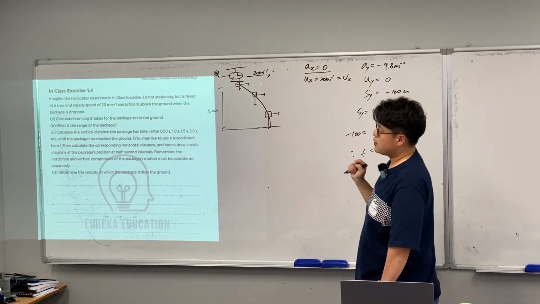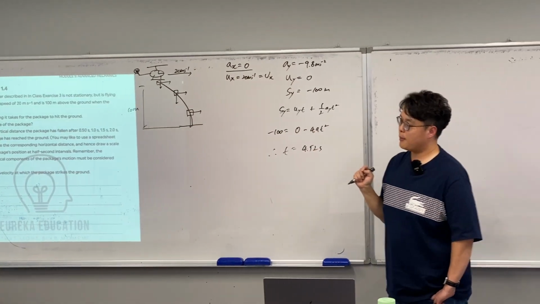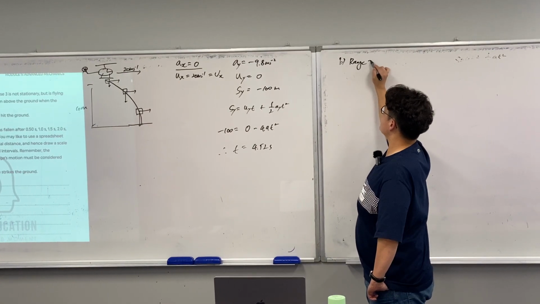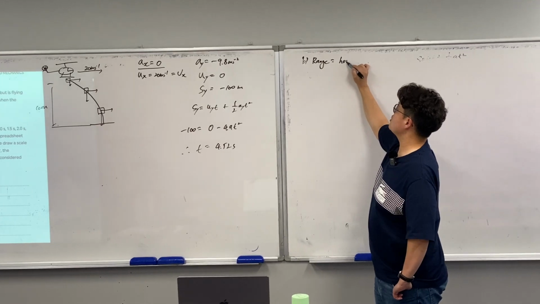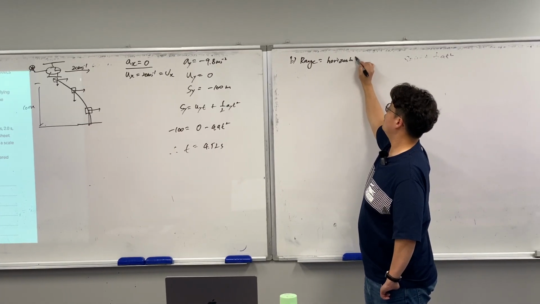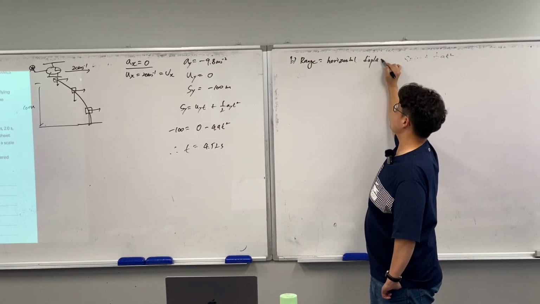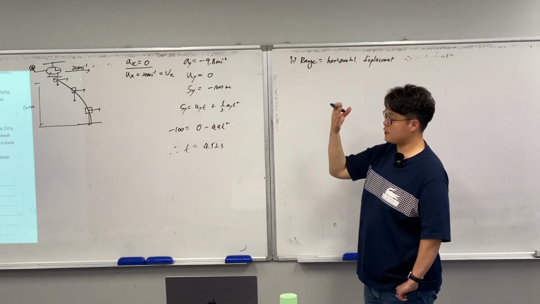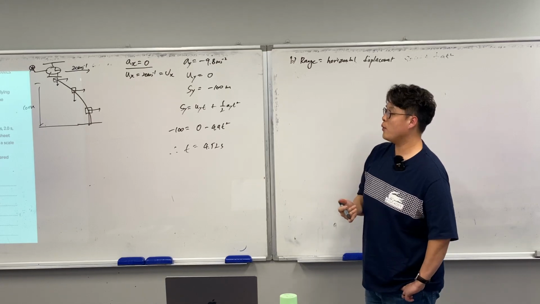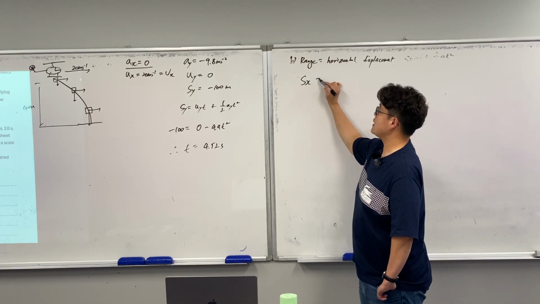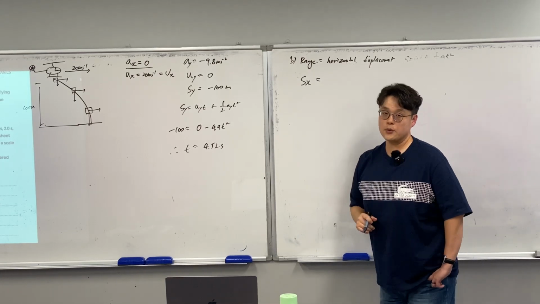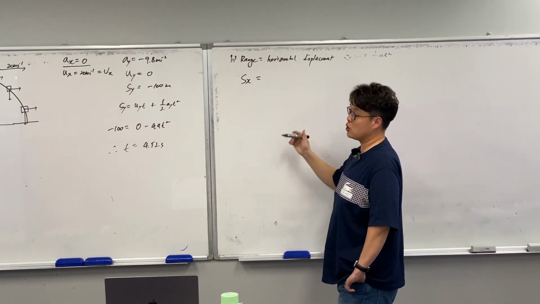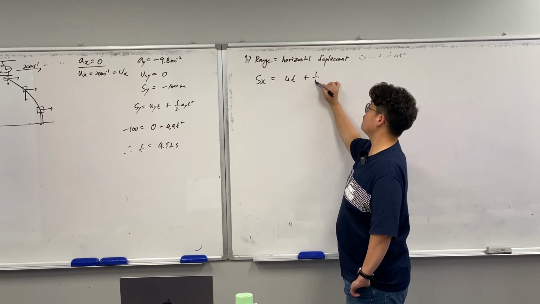Part B: what about the range of the package? What do we mean by the range? Range means the horizontal displacement or distance. Height is the vertical displacement. So the way we find the range is s_x. Joseph, what's the formula for s again, the displacement? S equals u t plus half a t squared.